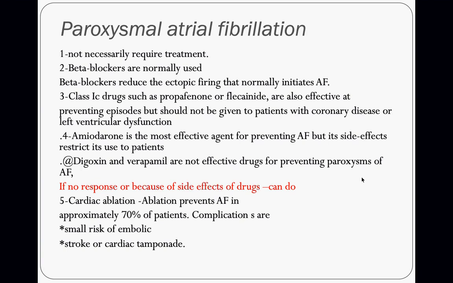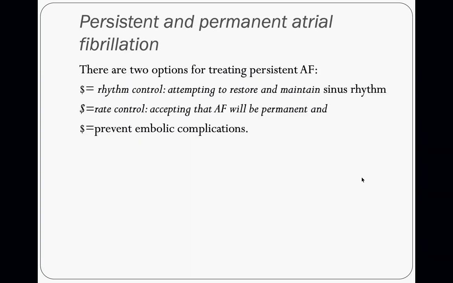While for persistent and permanent AF, there are two options for treatment. First, rhythm control, attempting to restore and maintain sinus rhythm. Second, rate control, accepting that the AF will be permanent, and we assess the risk of embolic phenomena. If the risk of thromboembolism is high, we use anticoagulant to reduce and prevent the embolic complication.